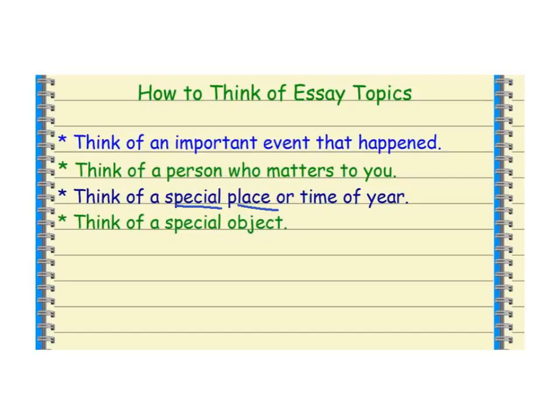You can tie this in with your special person essay by thinking of a special place where you've experienced a very special memory with that special person. In the same way, you could think of a very special event, something that was really important that happened to you, and there may or may not be a special person involved with that, and similarly, a special object. Those are all different ways that you can think of essay topics.